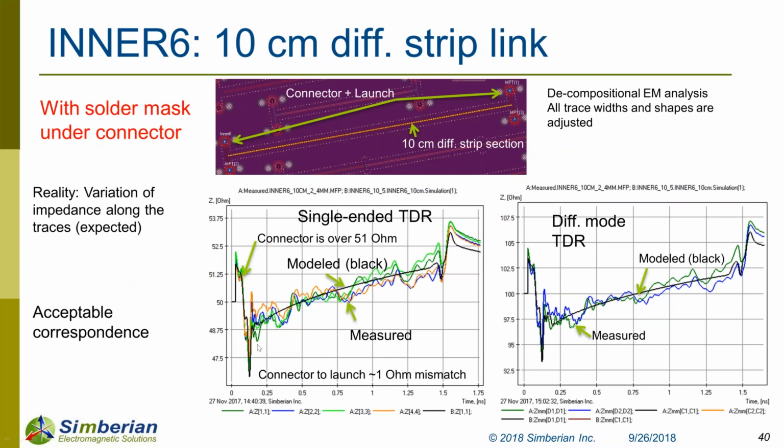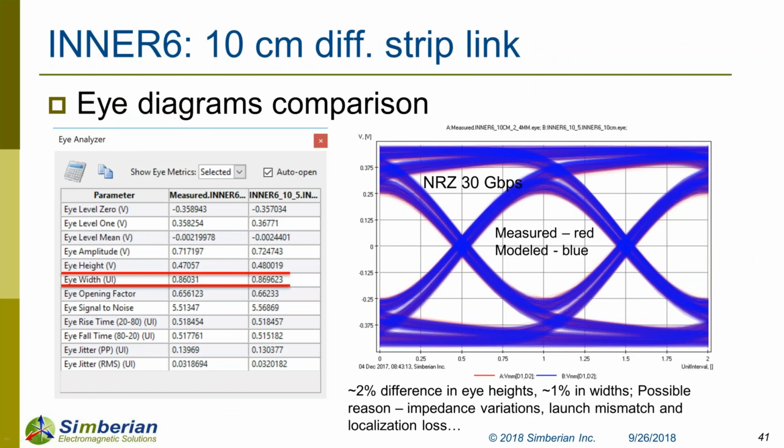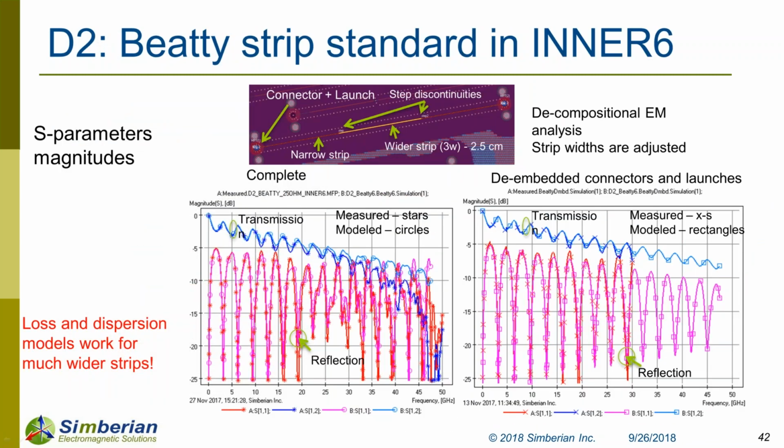The TDR here was computed from S-parameters also, with 15 picosecond rise time from 20 to 80%, just for consistency, both for measured data and for simulated data. And obviously in simulation, you don't have those wild variations of the impedance along the transmission line. That's proof that this is something going on in the real structure. So the eye diagram is perfect.